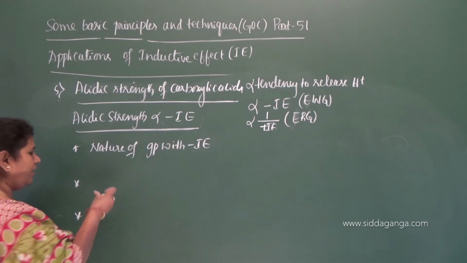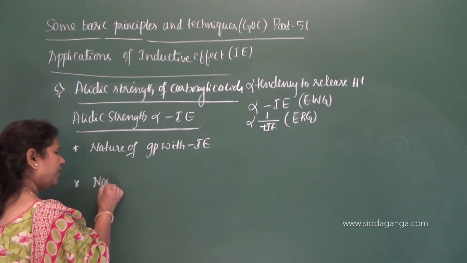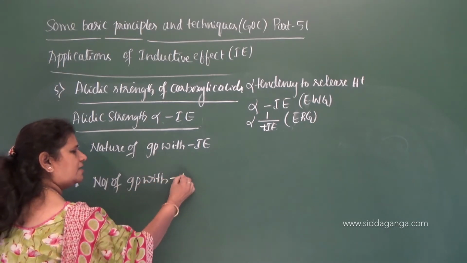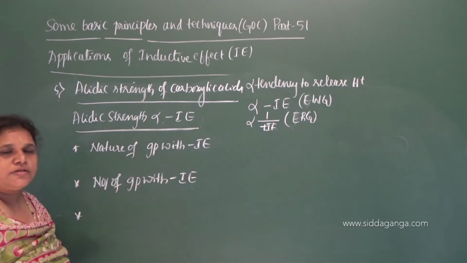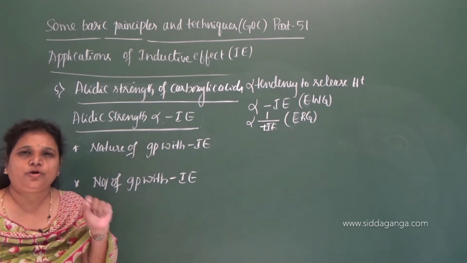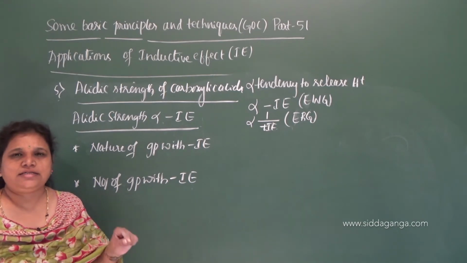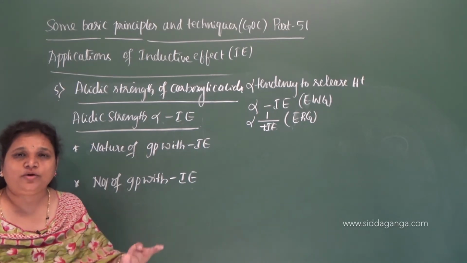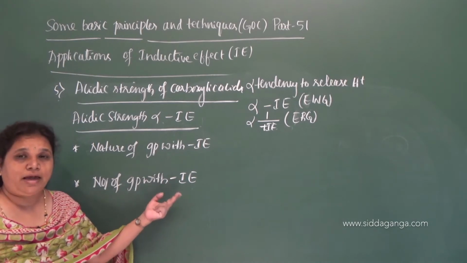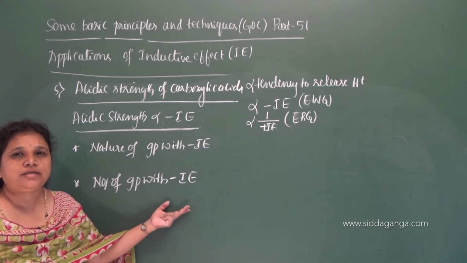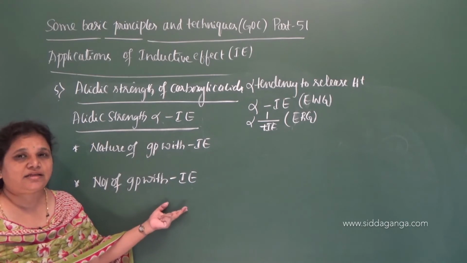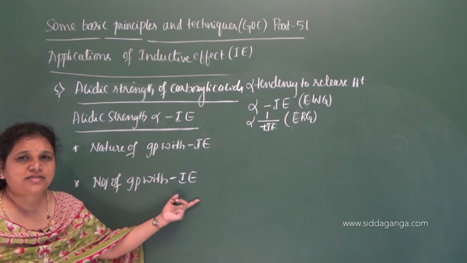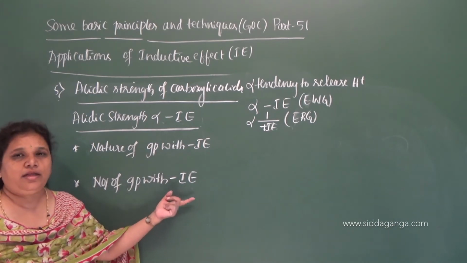And the second one, it depends on the number of groups with minus I effect. If a given carboxylic acid contains only one group with minus I effect, then the acidic strength increases. If the same acid contains more than one group with minus I effect, then the magnitude of minus I effect goes on increasing, and the acidic strength also increases. As the number of groups with minus I effect increases, acidic strength also increases.